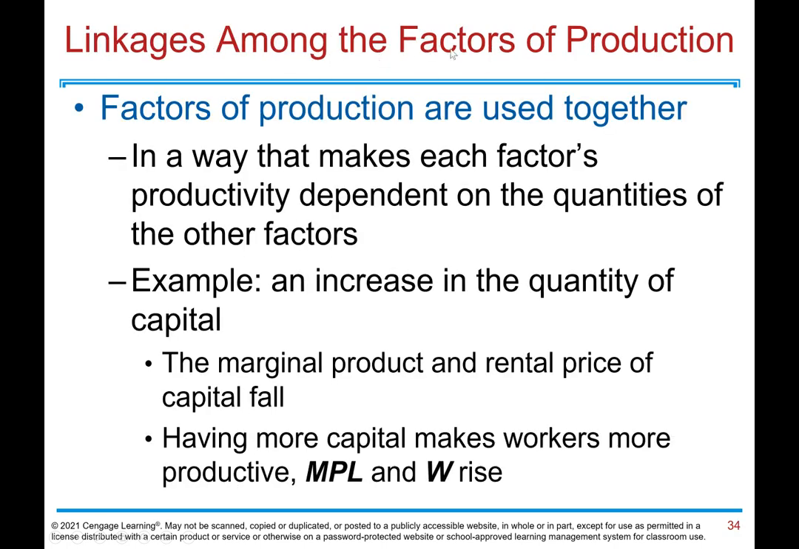Linkages among the factors of production. Factors of production are used together in a way that makes each factor's productivity dependent on the quantities of other factors. For example, with an increase in the quantity of capital, the marginal product and the rental price of capital fall. Having more capital makes workers more productive. MPL and W rise.